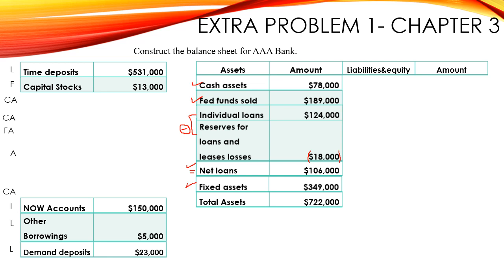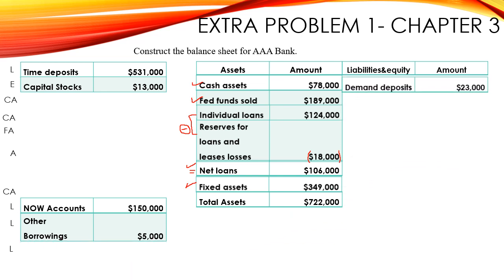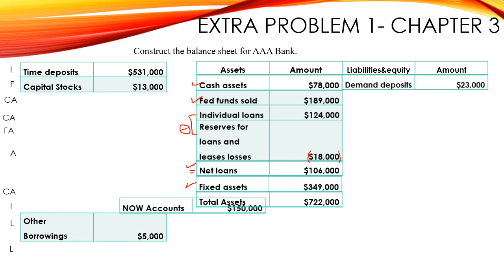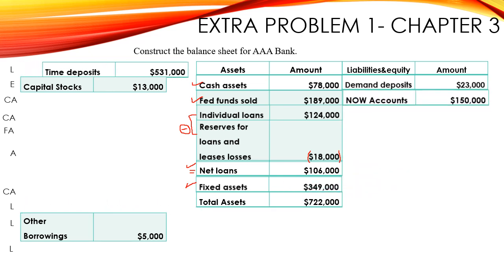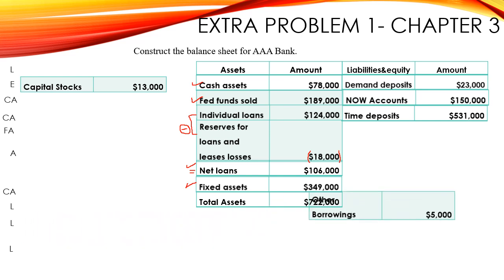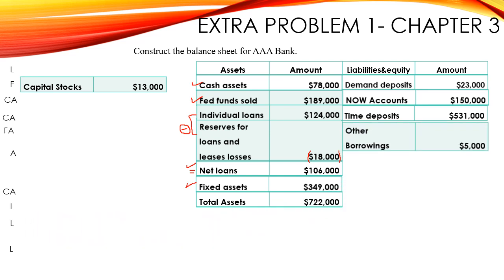Let's move to the liabilities and equity side. Of course, we should put the liabilities at first, the demand deposits, then the NOW accounts, the time deposits, and finally the other borrowings. These are all the liabilities, and now we should sum up these accounts to obtain the total liabilities. So total liabilities is the summation of all these accounts.